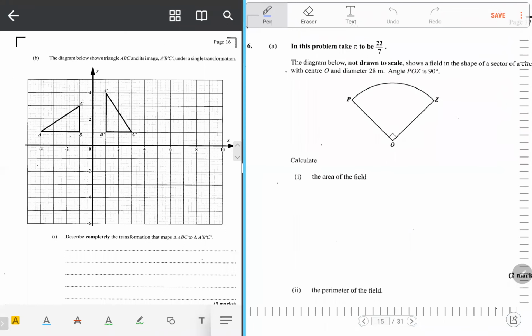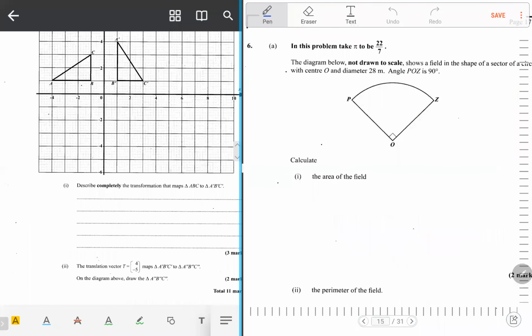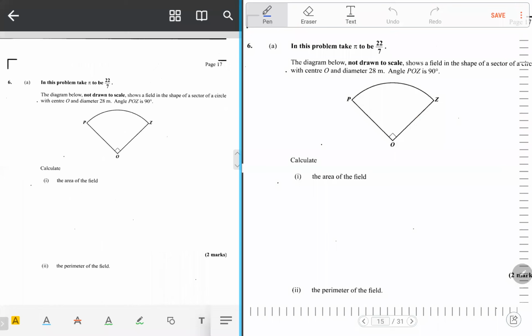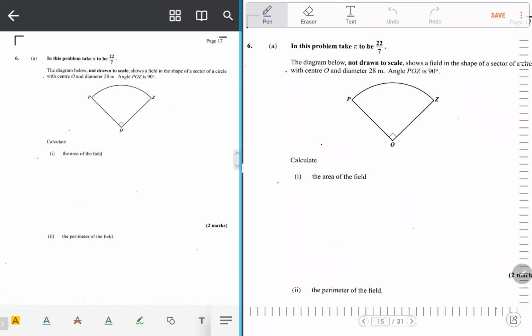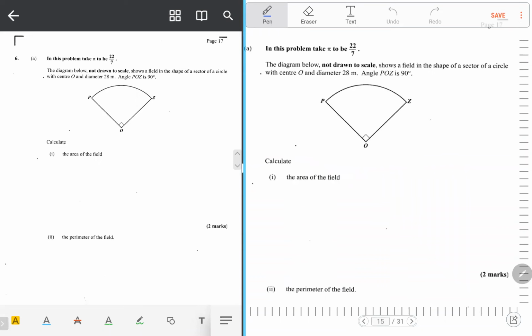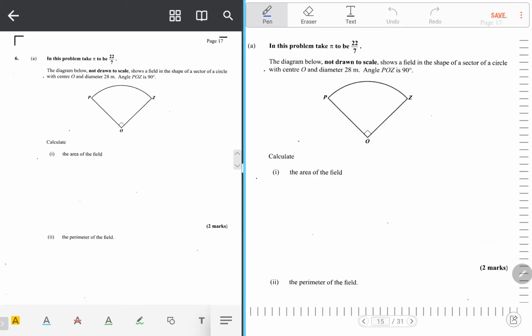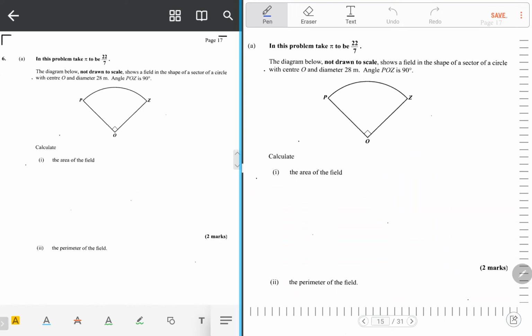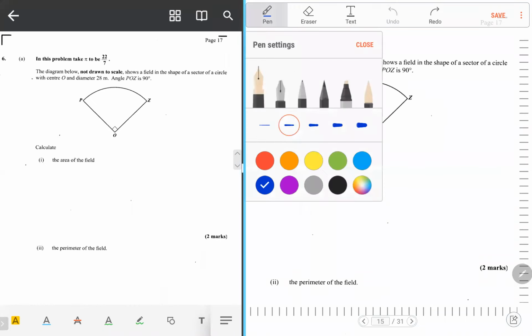The next question gives us this diagram. Question 6. So that's a circle measure question. We must take pi as 22/7 as the first thing. Take pi as 22/7.